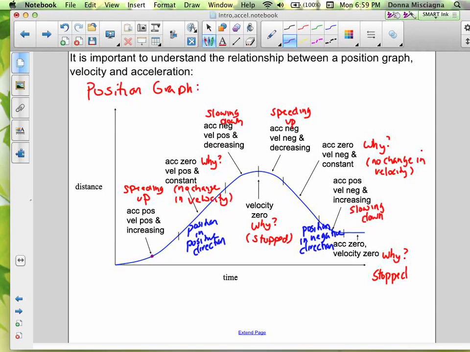Now if we look at the next location right here, position is still in a positive direction, but there's no change in velocity, right? Notice that our position function looks a bit linear. Let's call it approximately linear. It's not a piecewise function or anything like that, but notice we're approximately linear looking. That would give us a constant rate of change.